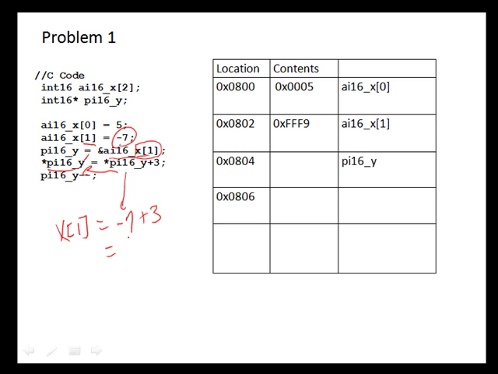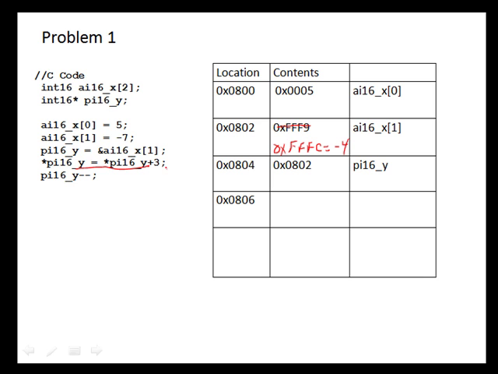So the new value of x of 1 is going to be minus 7 plus 3, which is a minus 4. A minus 4, if we convert that to 2's complement, we'll see that that is equal to FFFC. So this new value here is going to be 0xFFFC. Also, we could have said, well, we're adding 3 to this content, so 3 plus 9 is going to be 12, which is C. That's the other way to get this value. So after execution of this statement right here, we know that x of 1 is now going to contain a negative 4, which is going to be an FFFC.